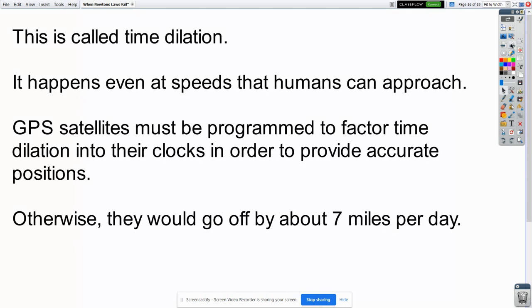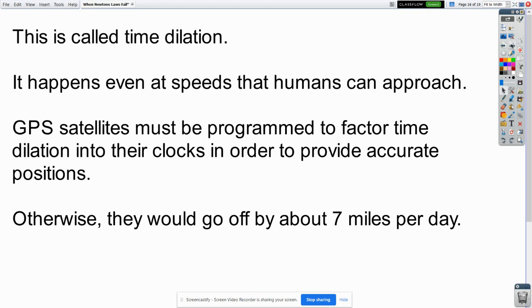They are geosynchronous satellites. That means they stay in the same position over the Earth all the time. That means they have to move as fast as the Earth does. So they're moving over 1,000 miles per hour. Because of that, time is slightly different for them than it is for an object on Earth that isn't moving. So the clocks on the GPS satellites have to be adjusted to take that into account.